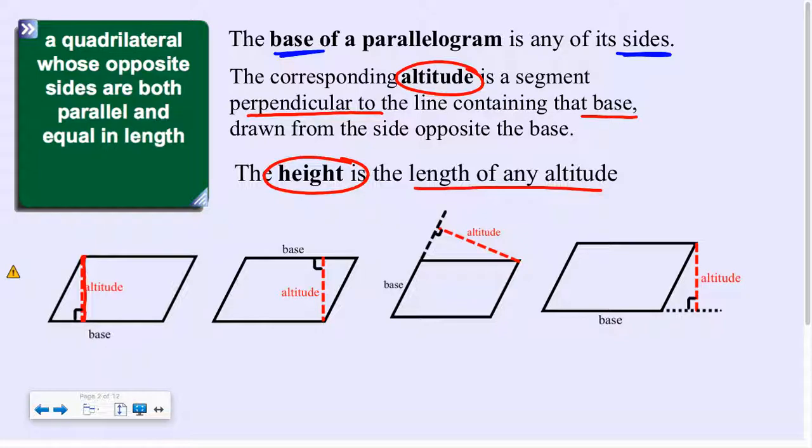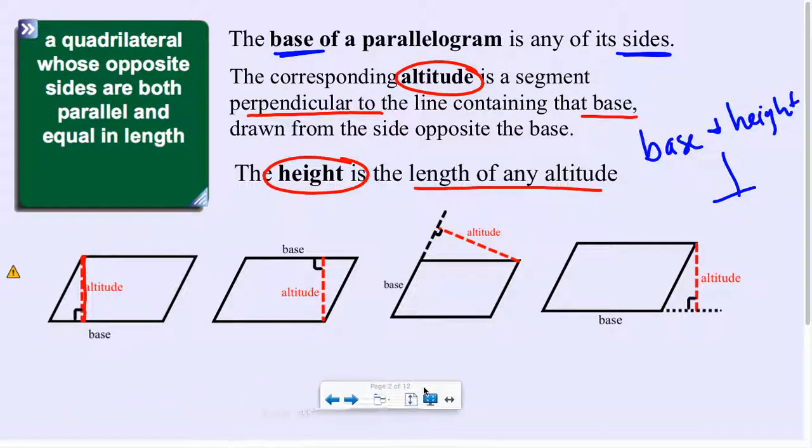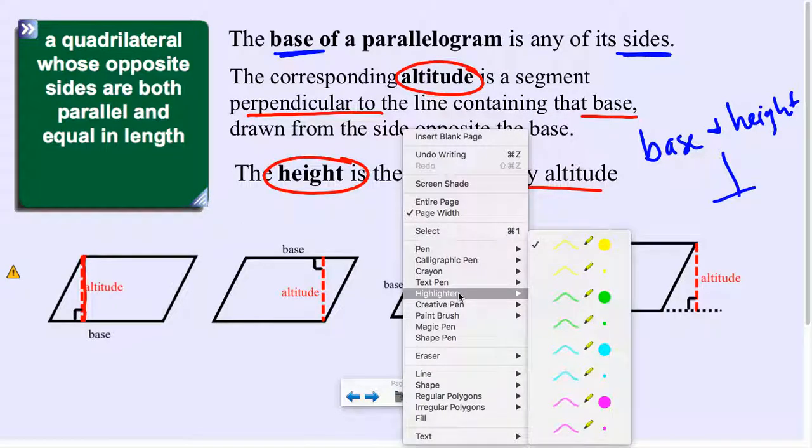What you need to remember is that the base and height will always be perpendicular to each other. So the base and the height will always make what type of an angle? A 90-degree angle. You have two examples, and I have put 4 up here on the smartboard of what the base and height might look like on parallelograms.